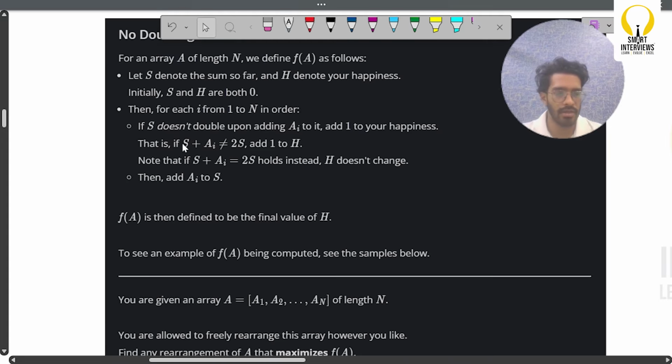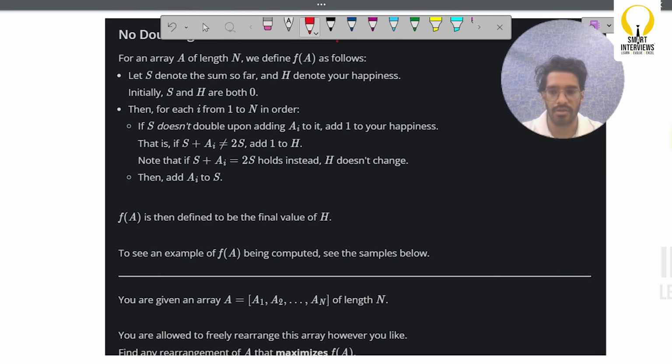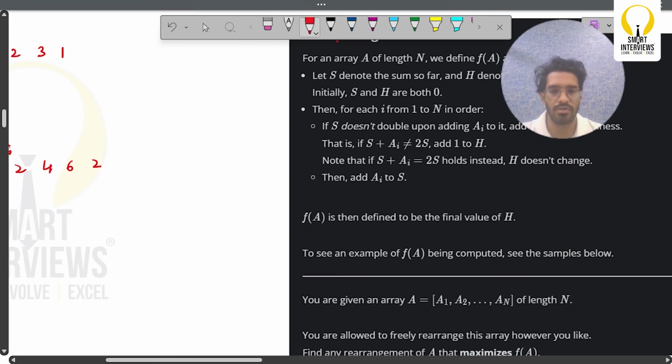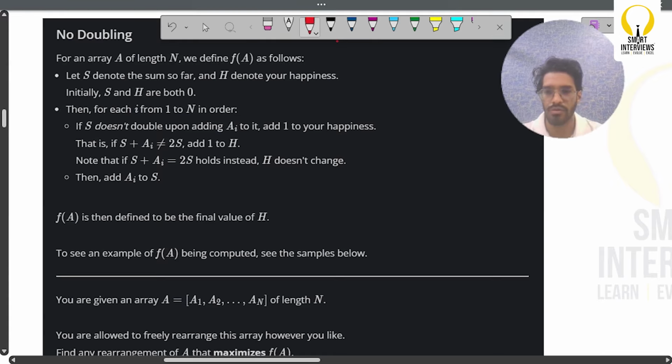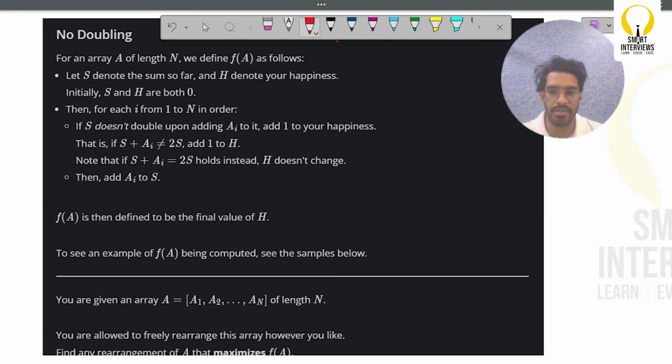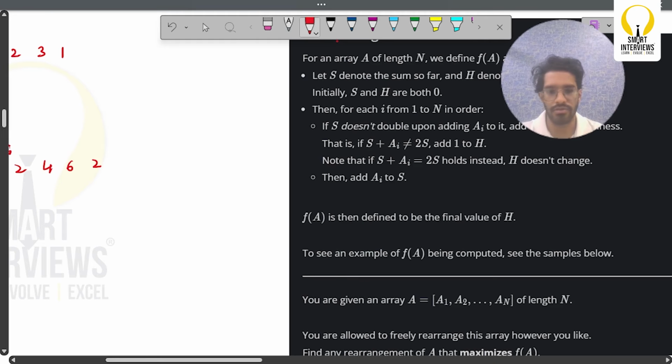That is basically nothing but whatever is mentioned over here: S plus a of I should not be equal to 2 into S. In this scenario, you just need to add 1 to H. Also note that if S plus a of I is equal to 2 into S, you should not change the H value. You should not do anything else. And if these conditions are satisfied or not, at the end of the day, you should still add a of I to the sum value.